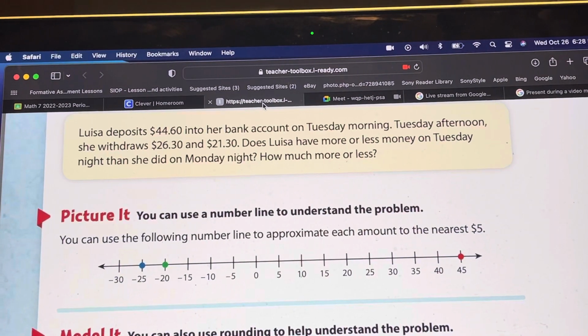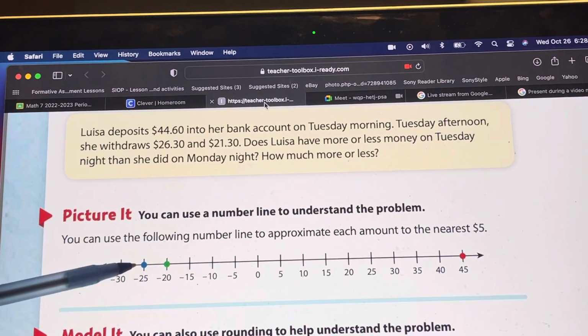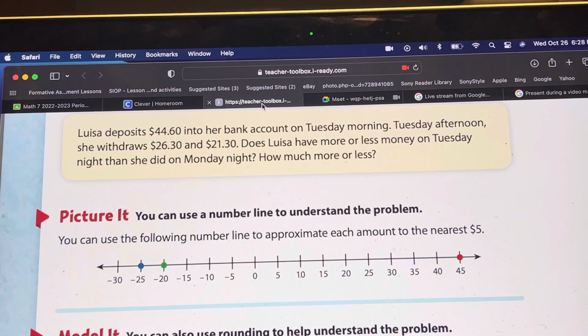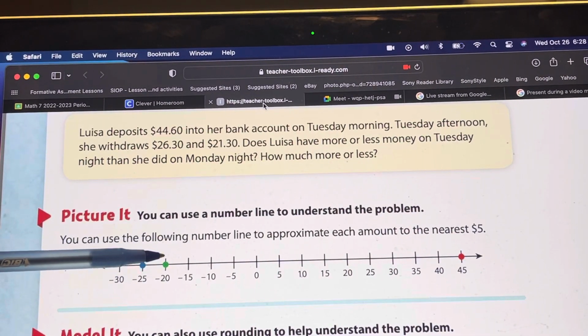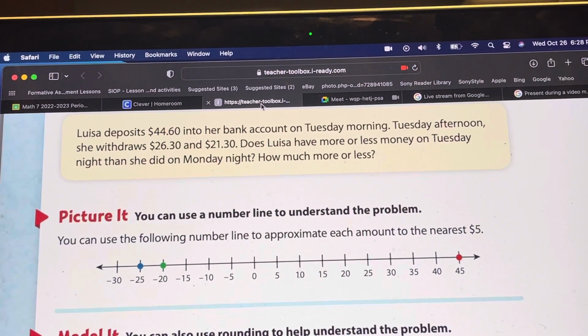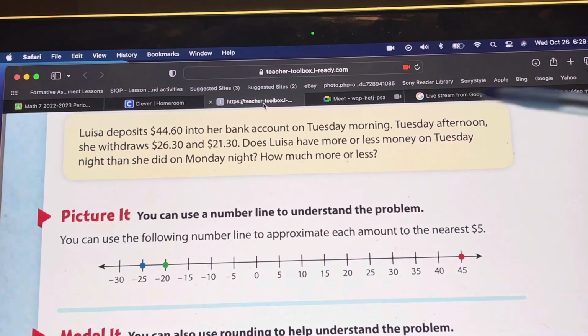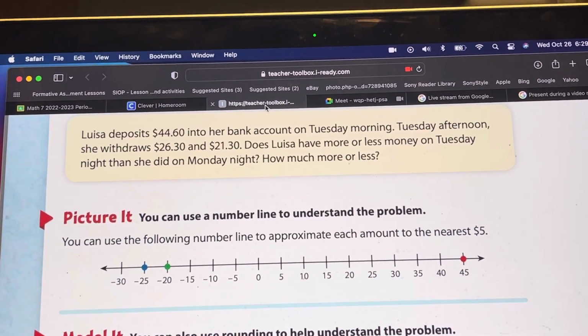The first thing we can do is look at this problem on a number line. If you look on the number line, and I'm going to have to put my hand out there so you can see it, you'll see that we have a negative 25, because we're estimating to the nearest $5. So negative 25, a negative 20, and then on the other side, we have a positive 45. Our zero line is right here. So we have two that are negative and one that is 45.